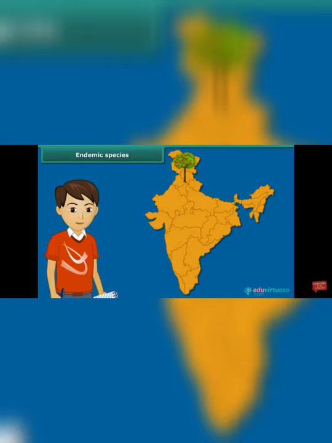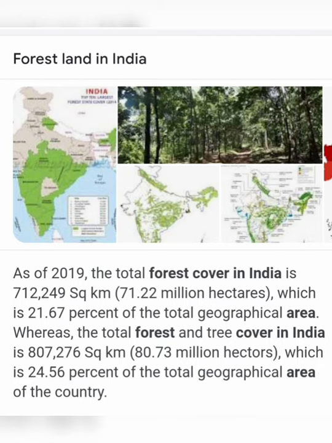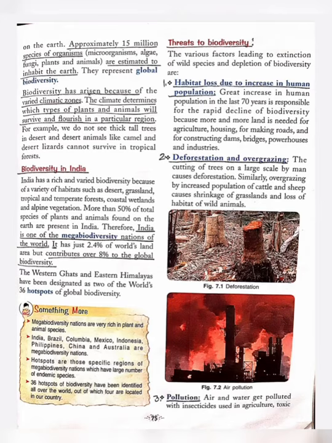India has a rich and varied biodiversity. More than 50% of the total species of plants and animals found on the earth are present in India. Therefore, India is one of the mega biodiversity nations of the world. Let us discuss the various factors leading to extinction of wild species and depletion of biodiversity.